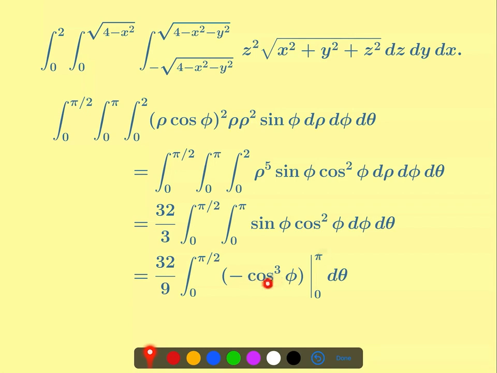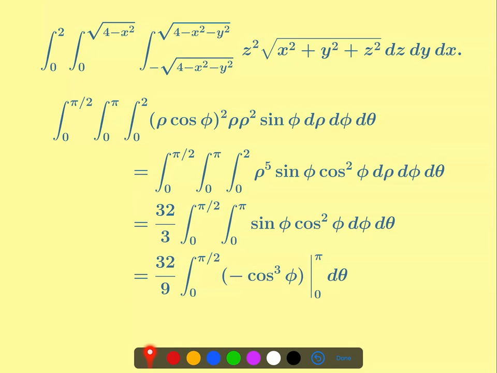I want to plug in pi. I'm going to get -1, with a negative sign here makes that a +1. Then I want to subtract what I get when I plug in 0. That'll be -1, so I want to subtract -1. That'll be +1. So when I evaluate at pi, I'm getting 1, and then when I subtract what's happening at 0, I'm getting another +1. So this will be 2.